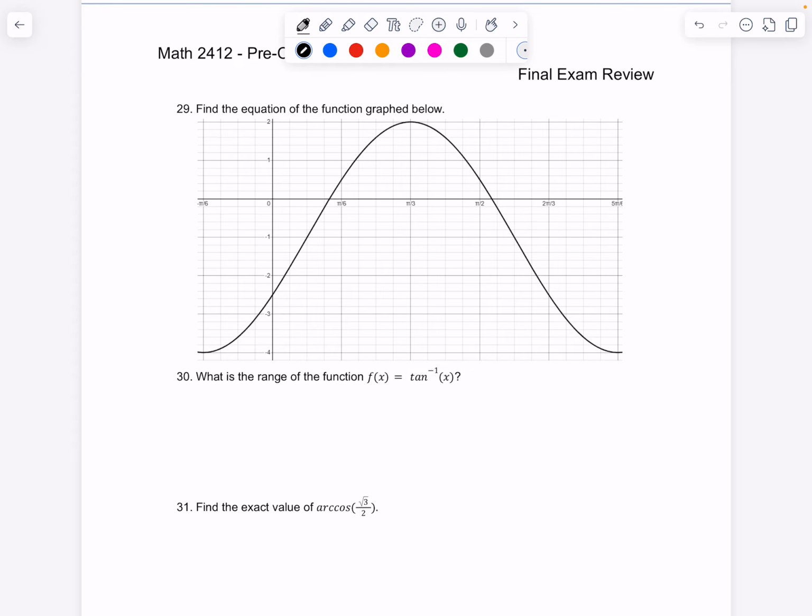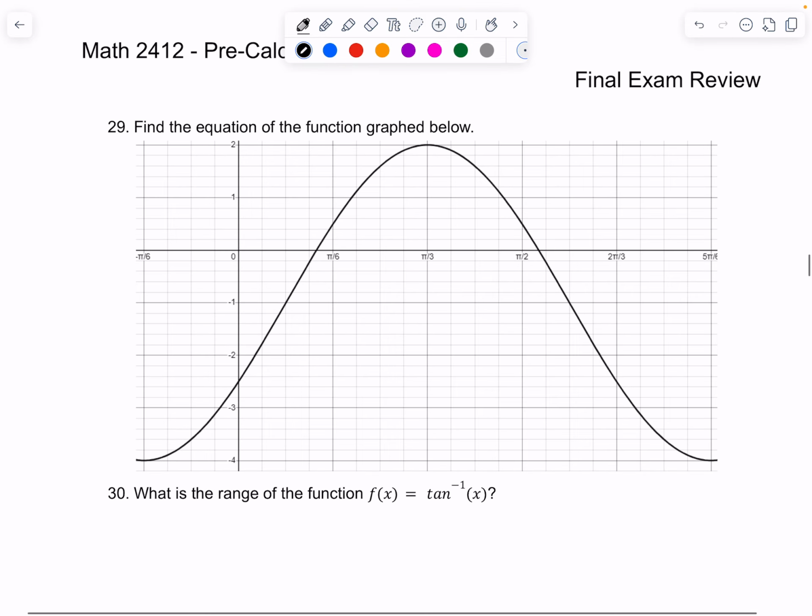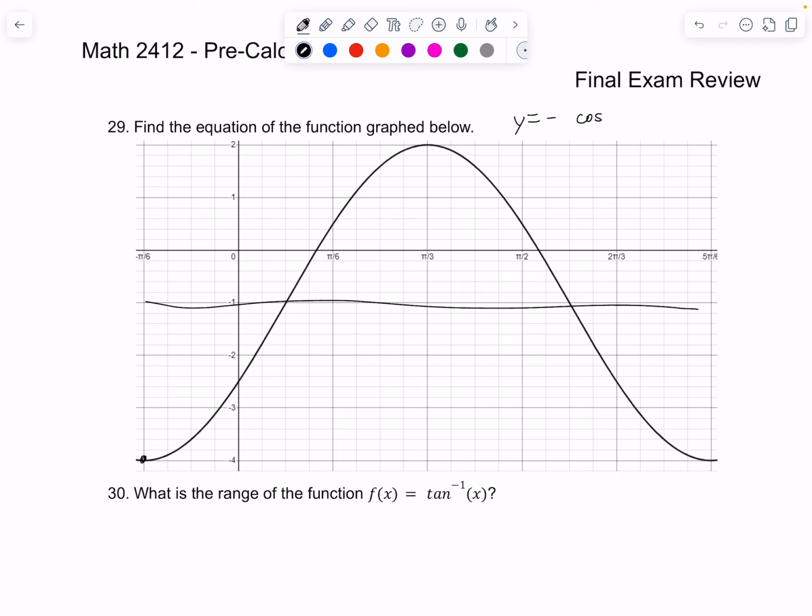Okay, 29, very similar. The first thing that jumps out at me is that it looks like a cosine. And it looks like a cosine because it starts in the bottom, which actually means it is a negative cosine. So I'm gonna put negative cosine. And then if I draw the midline, it's right here. It's about halfway through. It goes 3 above that and 3 below. So that's a good midline.